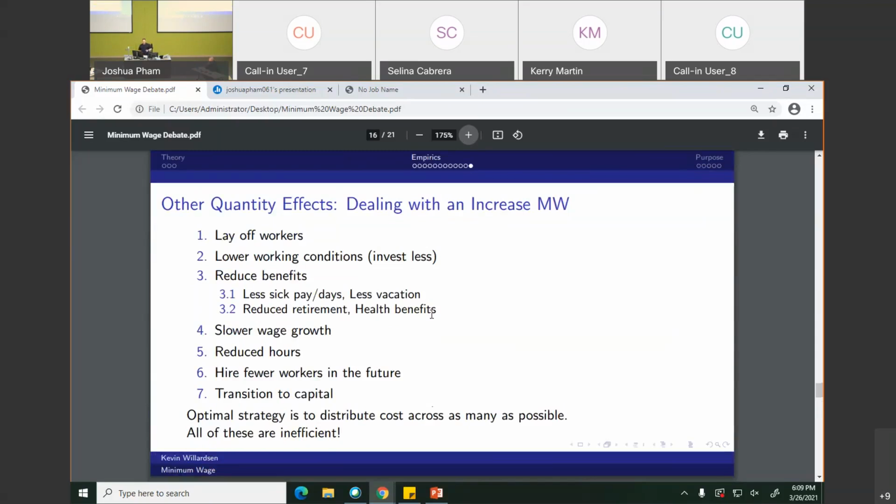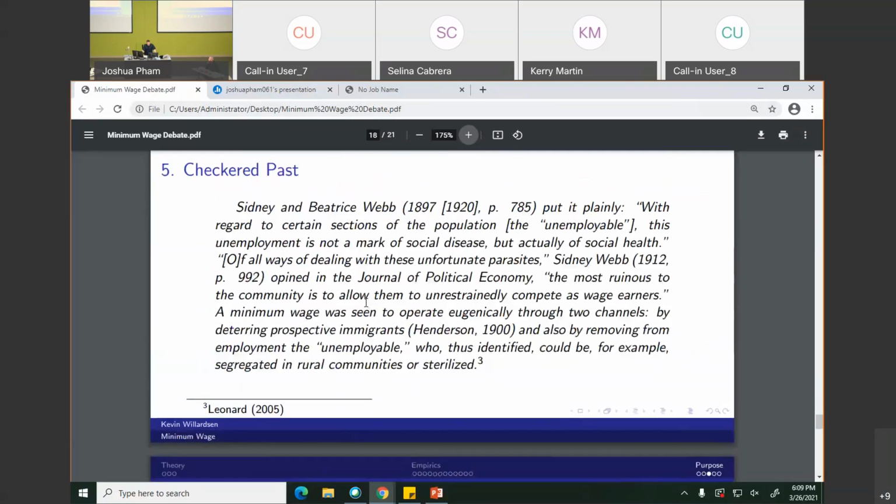And I want to finally end with the fact that he did bring up an important point. I think it's interesting that we should go back and look at the history of the minimum wage. It does have a checkered past. Sidney and Beatrice Webb put it plainly: with regard to certain sections of the population, the unemployable, this unemployment is not a mark of social disease, but actually of social health. Of all the ways of dealing with these unfortunate parasites, Sidney Webb in 1912 opined in the Journal of Political Economy, the most ruinous to the community is to allow them unrestrainedly compete as wage earners.